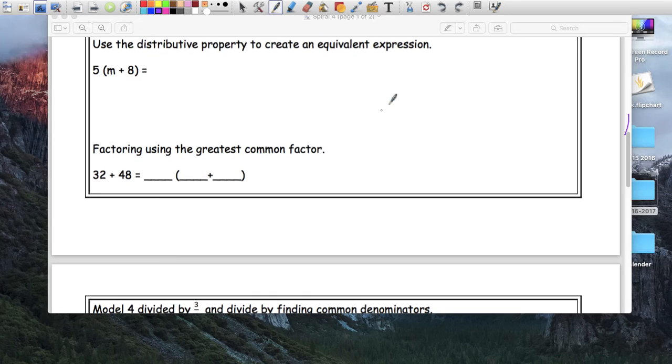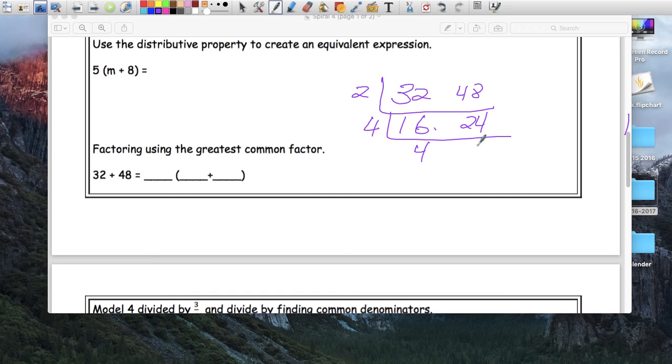Factor out. So again, we can use the ladder to find the biggest number. GCF problem. What's the biggest number that goes into 32 and 48? Let's see. Well, we can try 2. 2 goes into 32 16 times, into 48 24 times. We're going to use a bigger number, 4 this time. 4 goes into 16 4 times. 4 goes into 24 6 times.